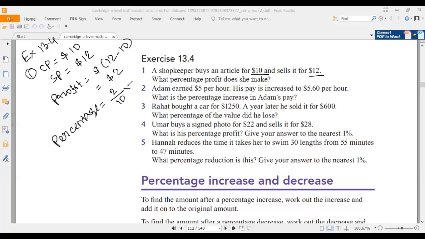2 by 10 multiplied by 100%. Okay. So now if we cancel 100 by 10, it will be 10. 10 twos are 20%, which will be the final answer. This is the answer of question number 1.